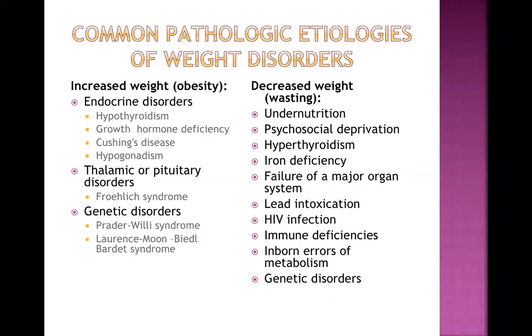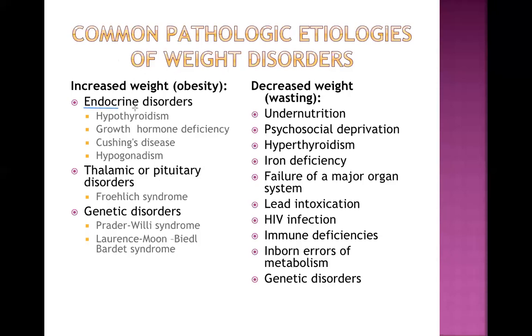Now, we have come towards the end of this topic. At the end, some abnormal things would be discussed. For example, what are the causes of increased weight in a child, and what are the causes of decreased weight in a child? See here. So these are the causes. Endocrine disorders like hypothyroidism, growth hormone deficiency, Cushing syndrome or Cushing's disease, and hypogonadism. These are the common causes of increased weight in a child.